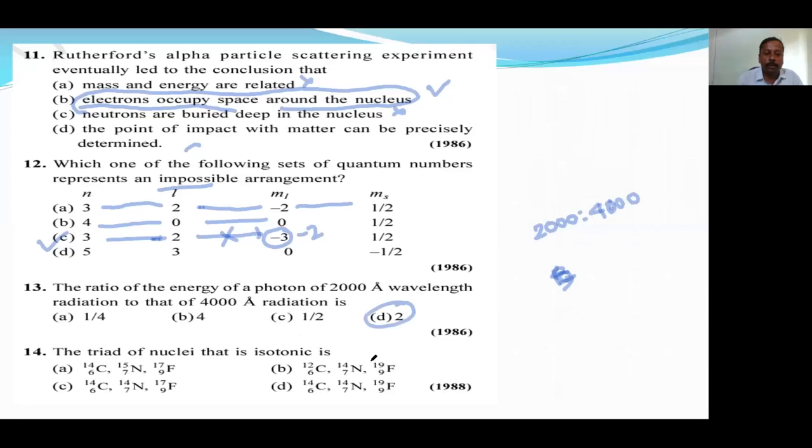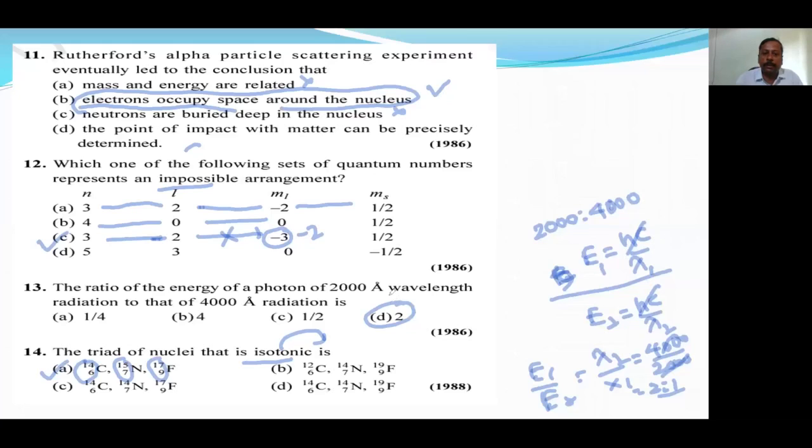Understood? Now let's see the next question. The triad of nuclei that is isotonic. Isotonic means same number of neutrons. 14 minus 6 is 8. 15 minus 7 is 8. 17 minus 9 is 8. So all have the same number of neutrons. Therefore, option A is correct.